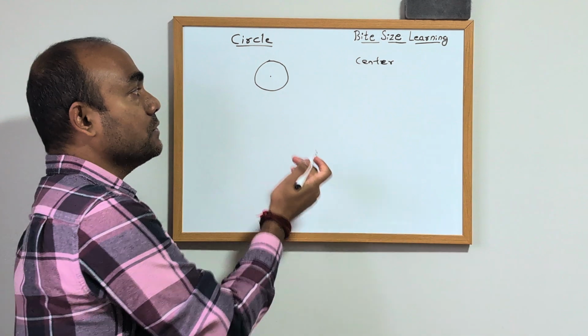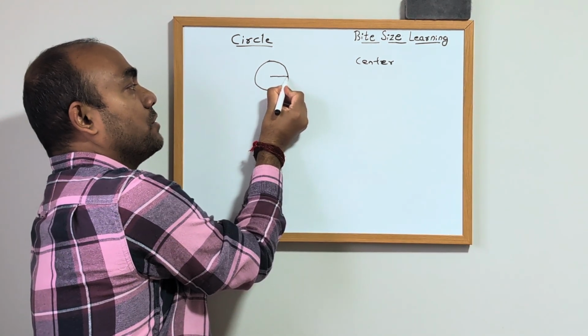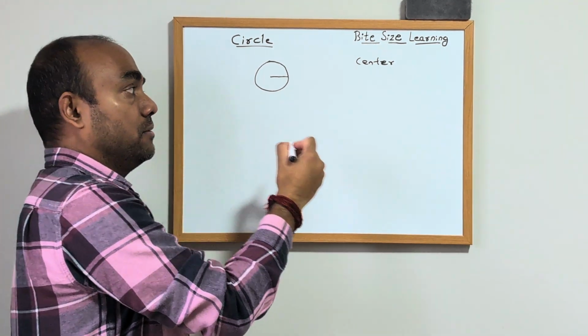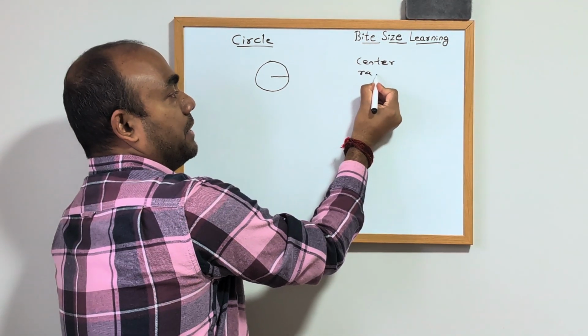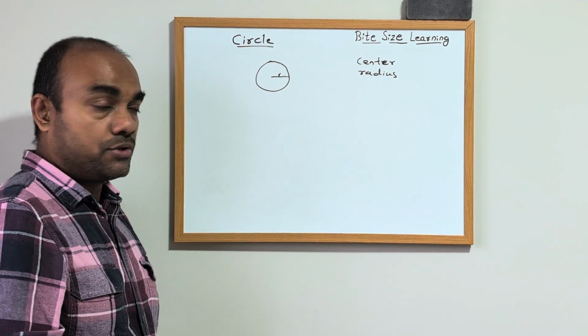Alright. So now let's say you have a line that starts from the center of a circle and connects to a point on the circle, right? That is called a radius of a circle, right? We have already learned about this.